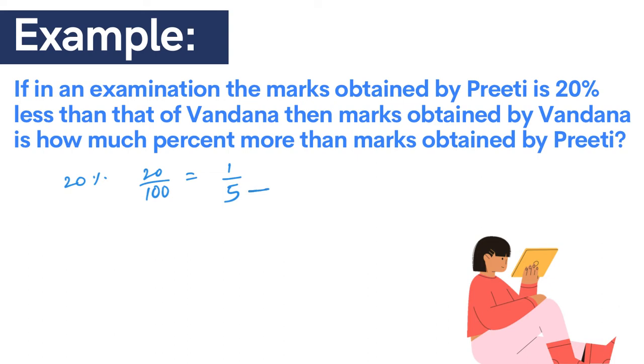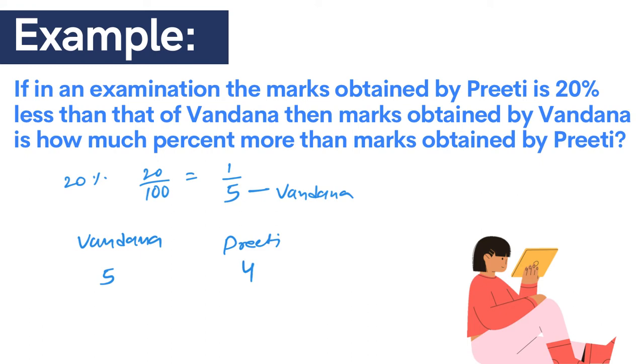So Vandana's marks are 5, and Preeti's marks are 20% less than Vandana's marks. So 5 minus 1 equals 4. So Preeti's marks are 4.